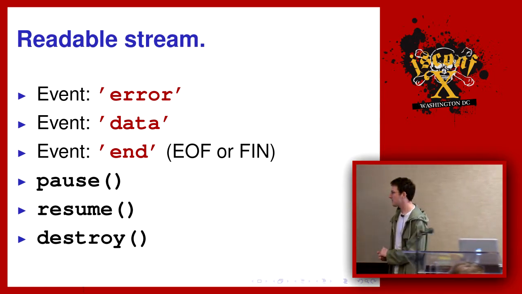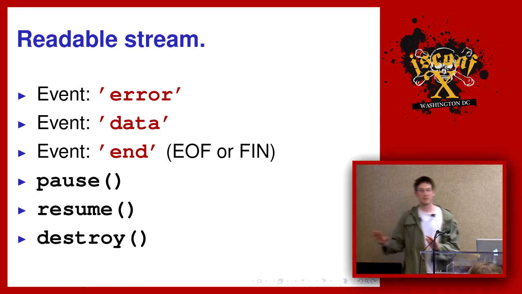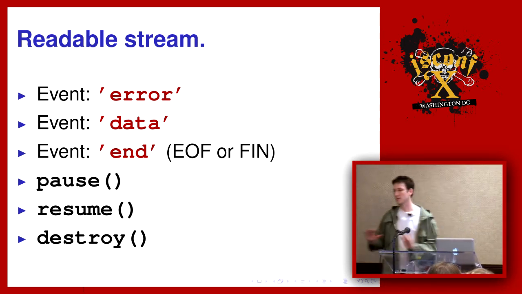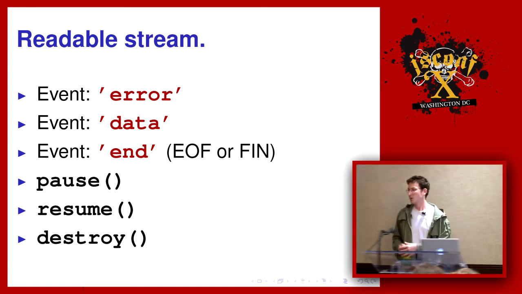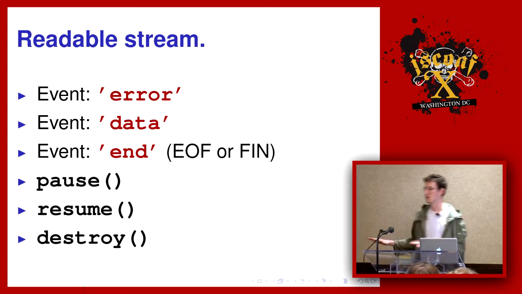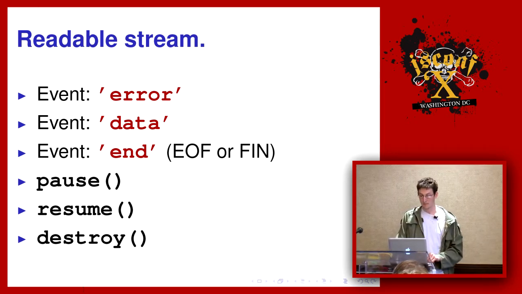And then you have some things for throttling, so you can pause: stop, I can't deal with more data right now, I have to do some other stuff, and then resume. And then a destroy method, which would just terminate everything. It would close the underlying socket. It would say, okay, I don't want any more events right now.